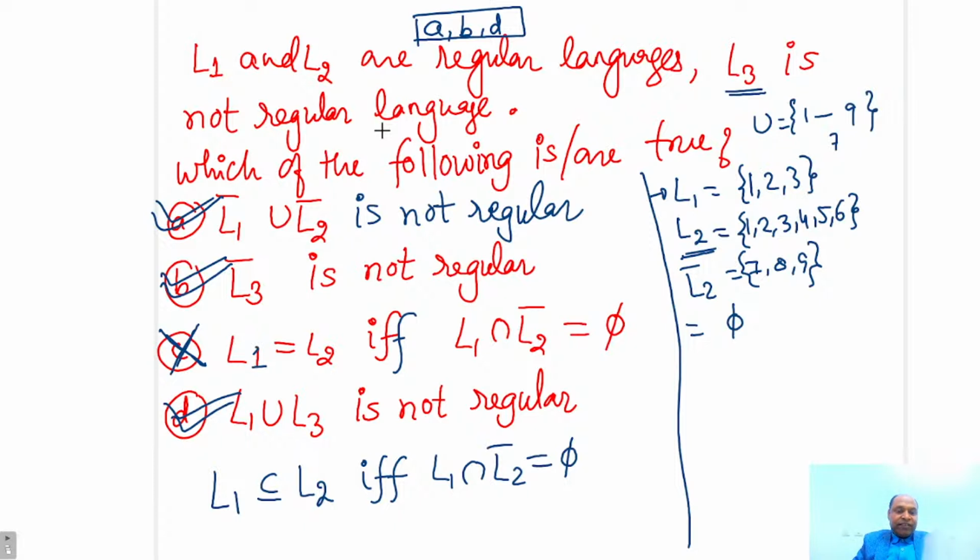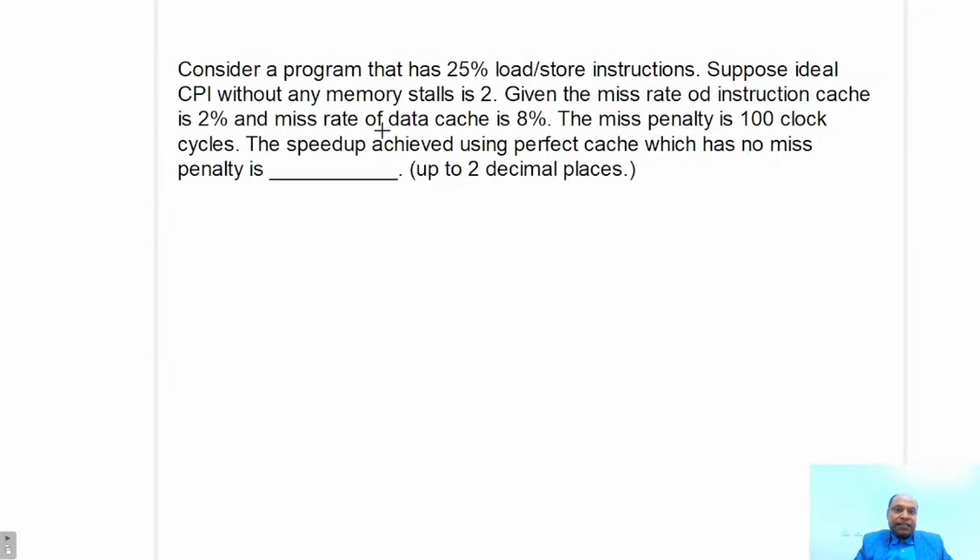Okay, so let's have another question that is from computer organization. Consider a program that has 25% load or store instructions. Suppose the ideal CPI without any memory stalls is 2. So given is 25% load or store instructions, and CPI is given as 2.